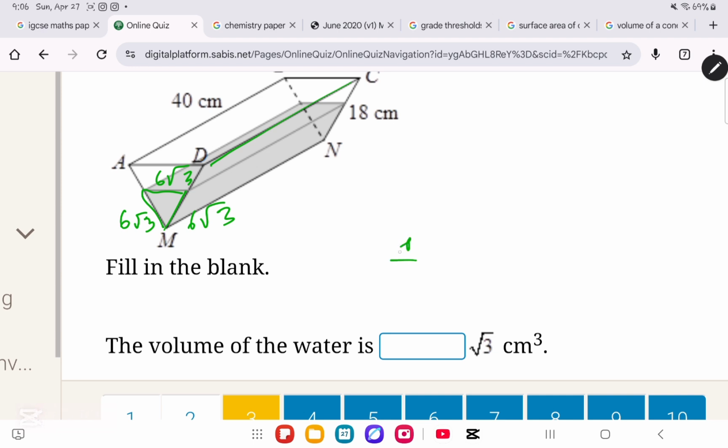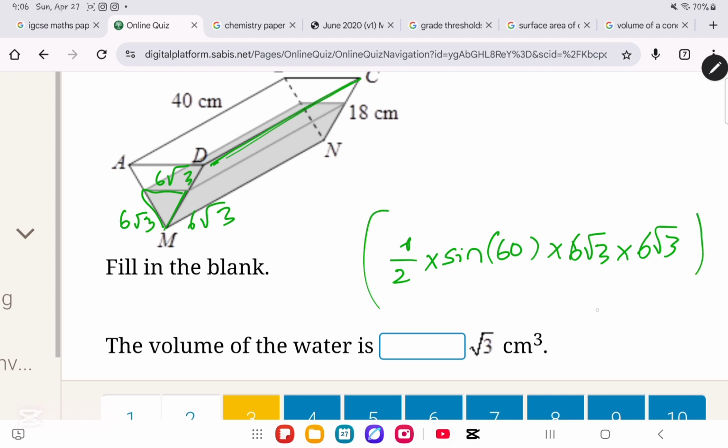Area of a triangle is 1 over 2 times sine of the angle in between them. Because it's an equilateral, it will have an angle of 60. So 1 over 2 times sine 60 times what? Times side times side. So it will be 1 over 2 times sine 60 times side times side. All of this is multiplied by what? It's multiplied by the length, which is 40.